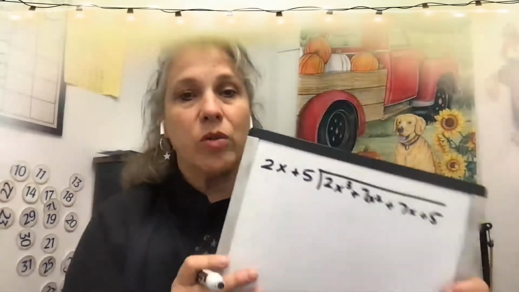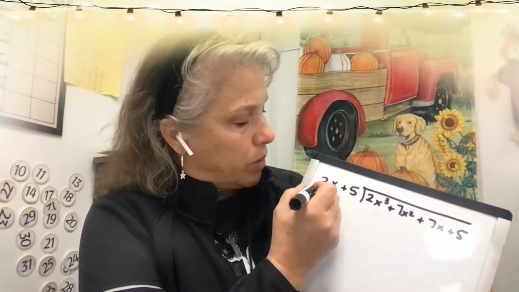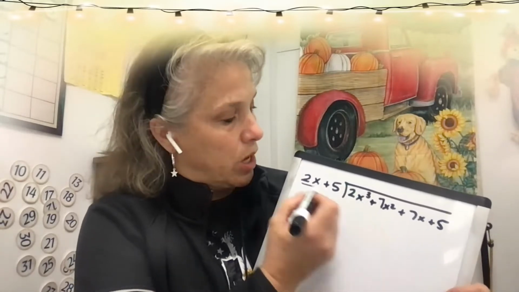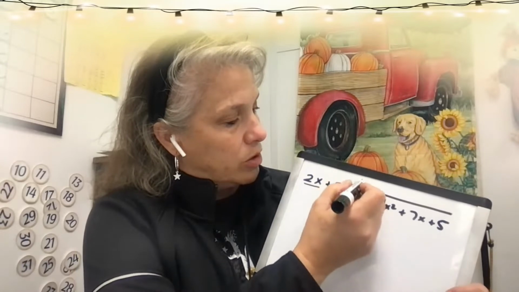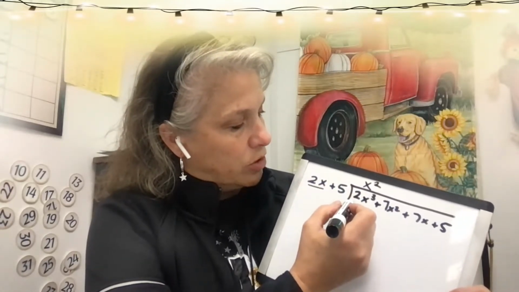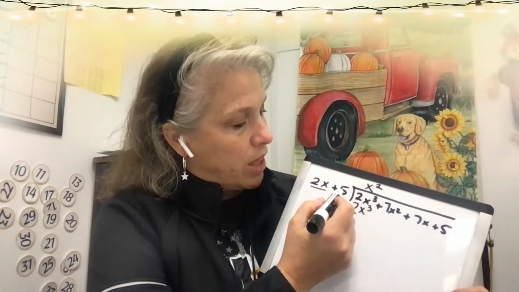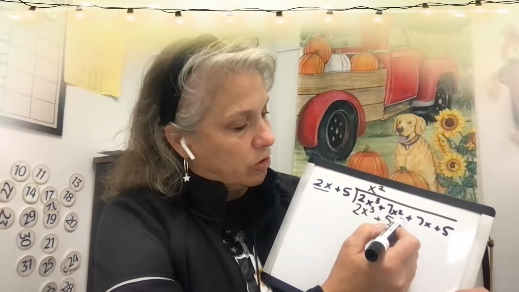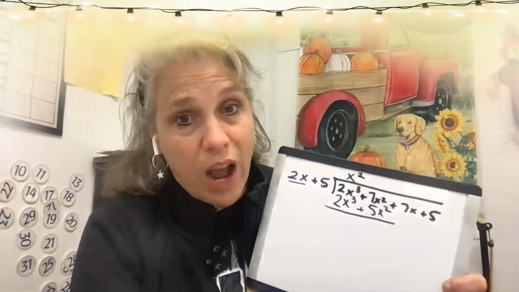So the first thing we are going to do is we are going to say, what can I multiply by 2x to get 2x cubed? So we already have a 2, so we're not going to need a number. And so it's going to be x squared. So 2x times x squared is 2x cubed. And then we have to multiply that also by the 5. So plus 5x squared.